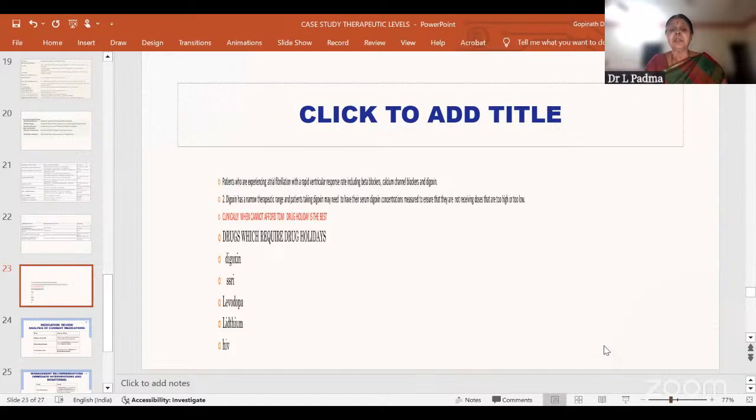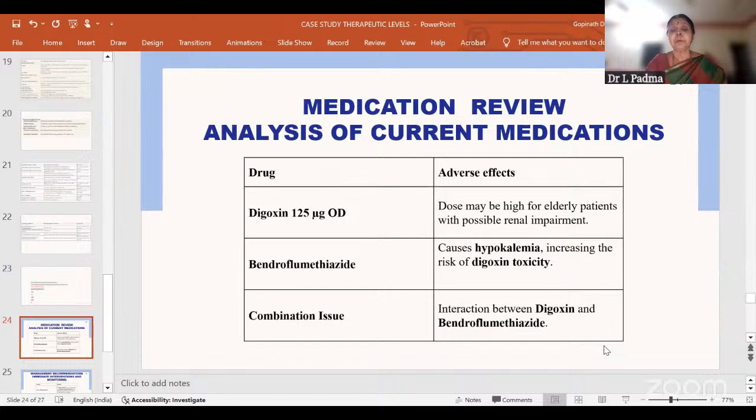So with these in mind, what was the problem, what was the current medication review we will do. That is digoxin 125 micrograms OD. It may be high for elderly patients with possible renal impairment. Then bendroflumethiazide, which is nothing but a thiazide diuretic. When added with digoxin, it causes hypokalemia, increasing the risk of digoxin toxicity, leading on to cardiac toxicities. Hence the combination issue is mainly digoxin and bendroflumethiazide. So these are the problems we encountered in that case, whatever we saw in the first slide.